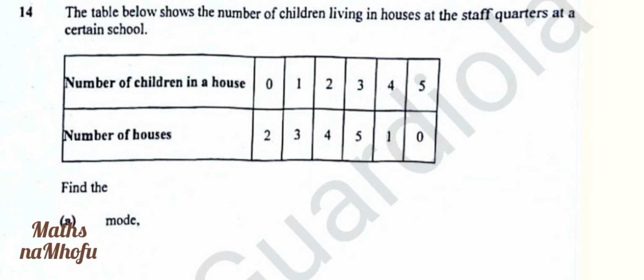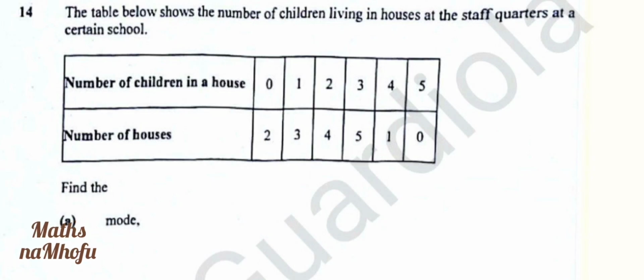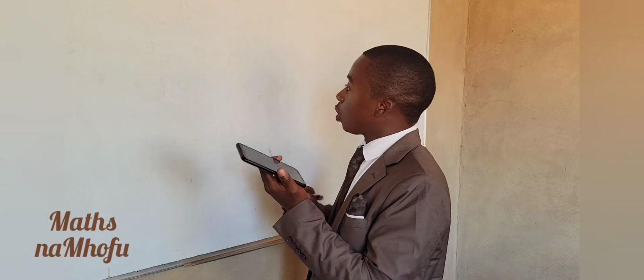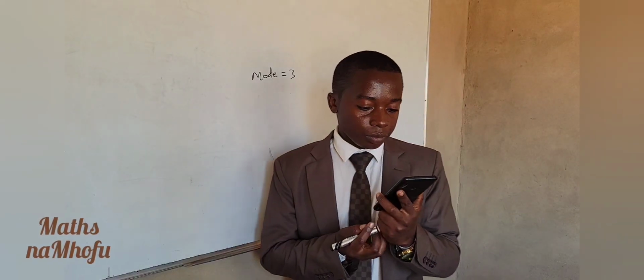The table below shows the number of children living in houses at the staff quarters at a certain school. Number of children in a house and number of houses, as you can see on that table. Find the mode. Remember, we find the mode from the highest frequency. So in this case, our mode is 3 because our highest frequency is 5. So the mode equals 3.